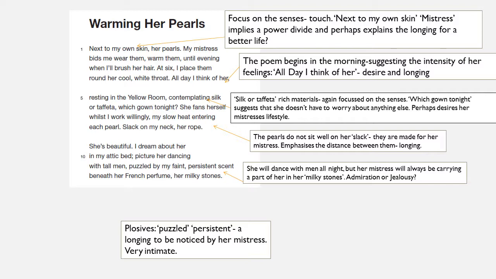So a lot of you seem to think there's a great amount of envy in terms of class, which you could of course argue. I would say it's more of a romantic longing, but of course it could be both. And "like I dream about her": infatuation, obsession, clearly a physical desire to be closer to her.